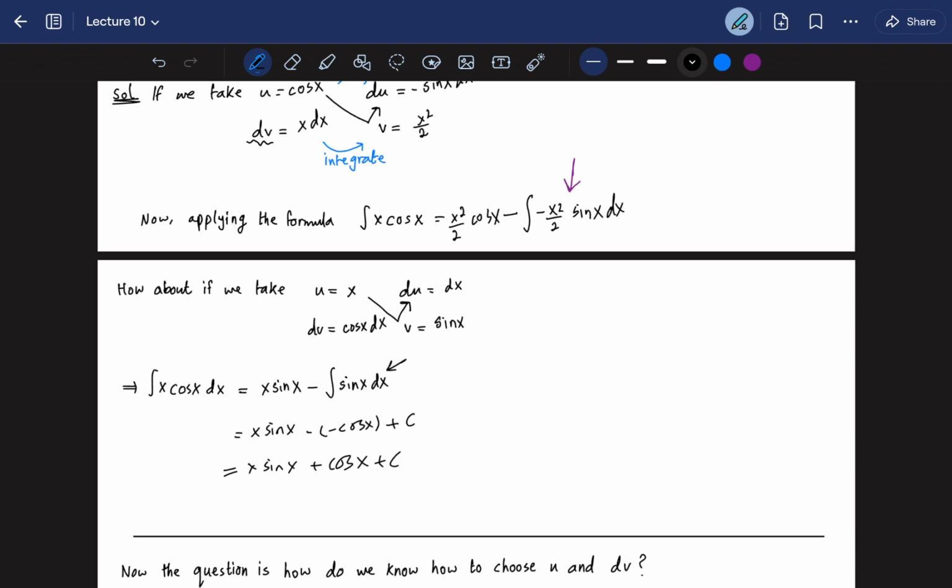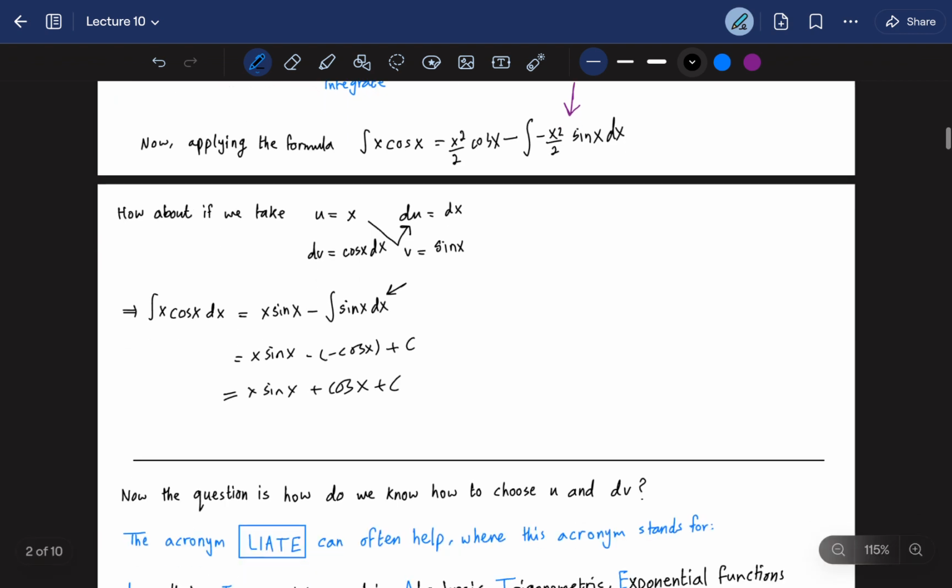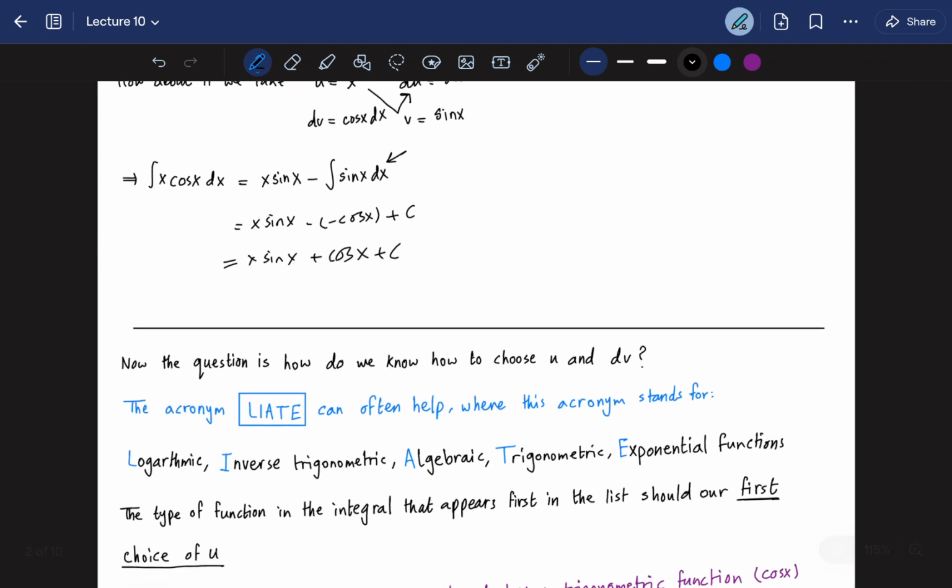The only thing that's difficult here is how do we choose which function to take as your u and which function to take as your dv. So here you have to think about it smartly. I want to choose something as my u that I can differentiate and simplify somehow. And I want to take my dv as something that I can integrate easily. We also have this acronym that could help us. This acronym stands for logarithmic, inverse trigonometric, then algebraic, then trigonometric by itself, then exponential function.